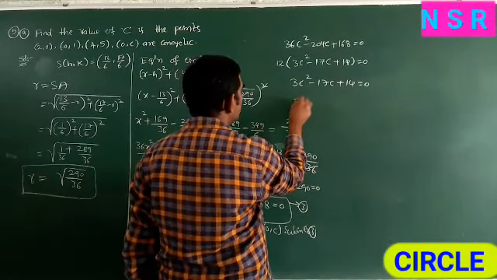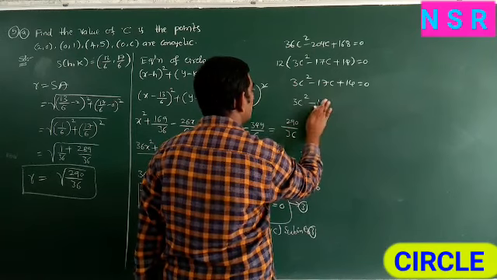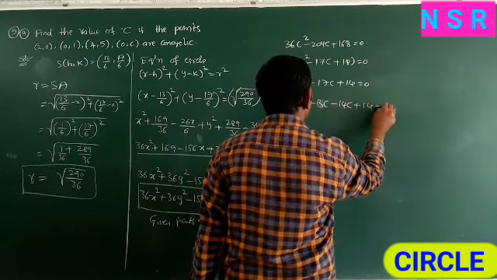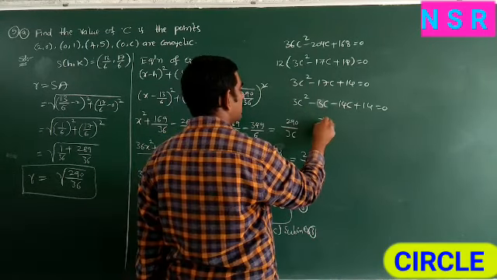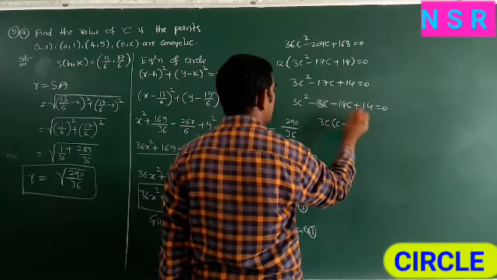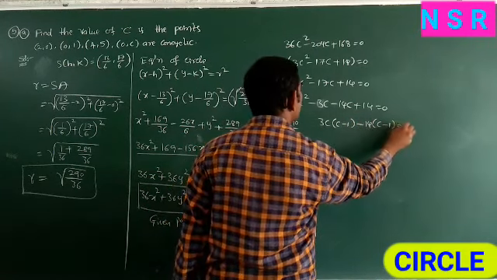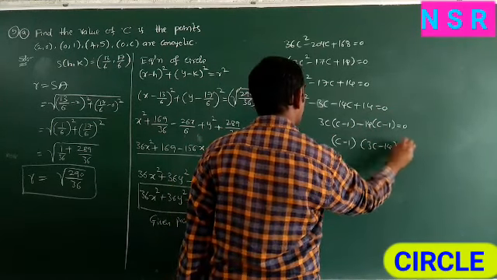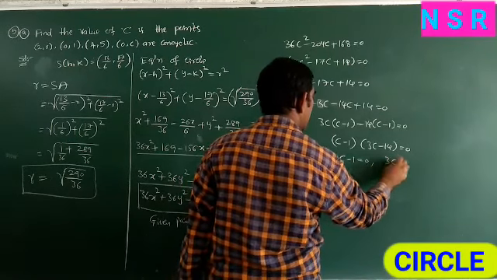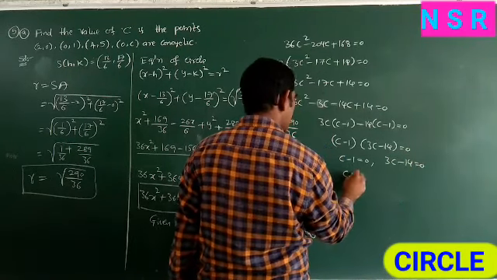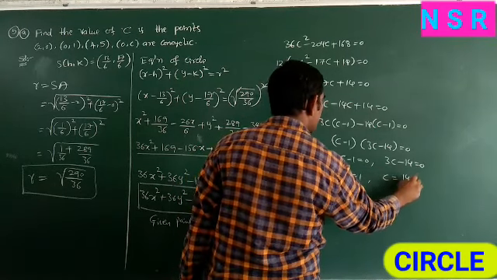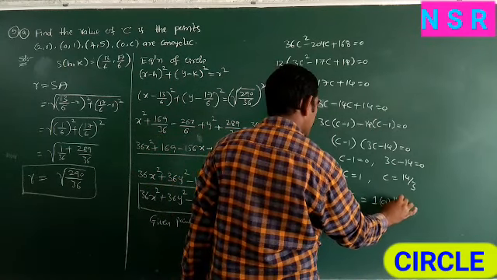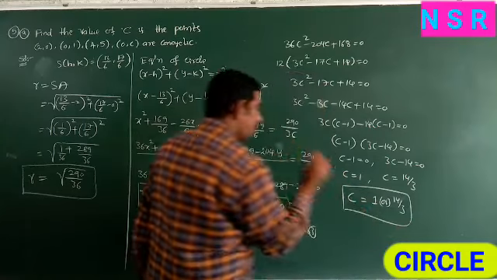So find your roots. 3c² − 17c we can write as −3c − 14c + 14 equal to 0. Here take 3c as common, we get c − 1, and here also take −14 as common, we get c − 1 equal to 0. So (c − 1)(3c − 14) equal to 0. So c − 1 equal to 0 and 3c − 14 equal to 0. So we get c equal to 1, and another one is c equal to 14/3. So c equal to 1 or 14/3. These are the values of c.